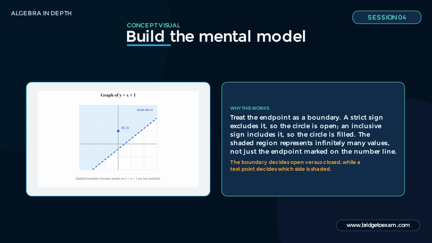Use this first move. Solve as if the comparison sign were an equals sign. Then, reverse the sign only when multiplying or dividing both sides by a negative.